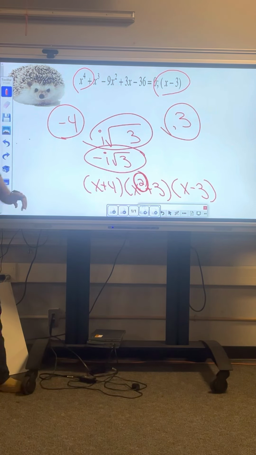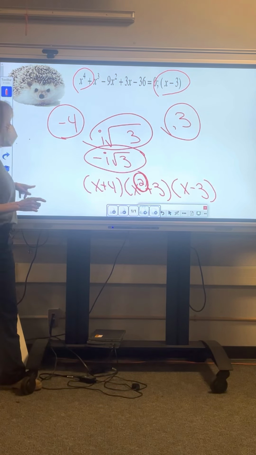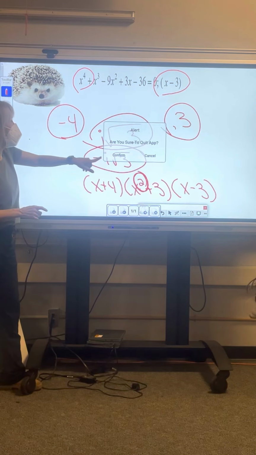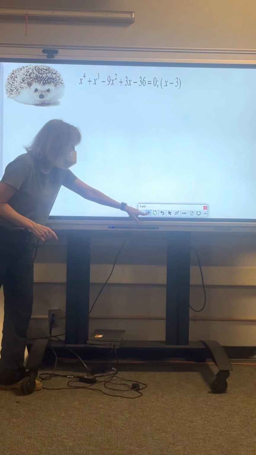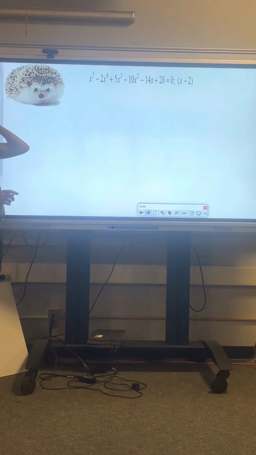Okay, last one, best one, and then I'm shutting up, and then you have time to work in class. I'm pretty excited about that. Here we go. Hedgehog comes with me. Last problem. There we go. Oh my God, it's to the 5th power. We got 5 of these babies.